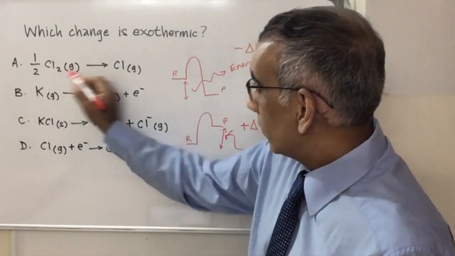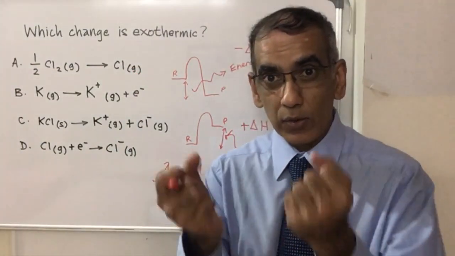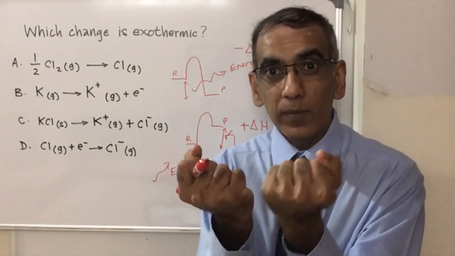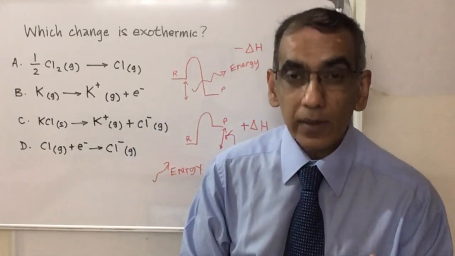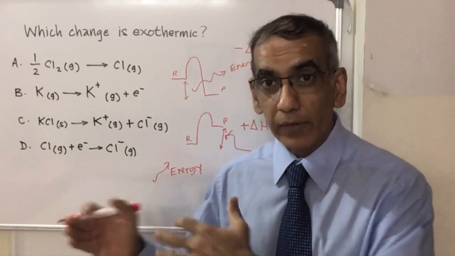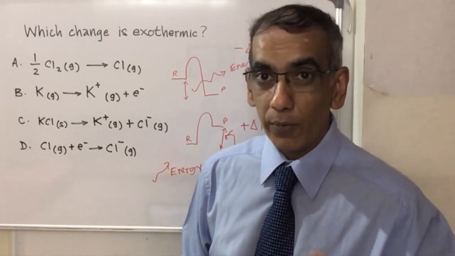Half Cl2 becoming a single chlorine atom. What this symbolizes is the two chlorine atoms that make up the Cl2 molecule breaking apart. Bond breaking requires energy. If it requires energy from the surroundings, then it's going to be endothermic.